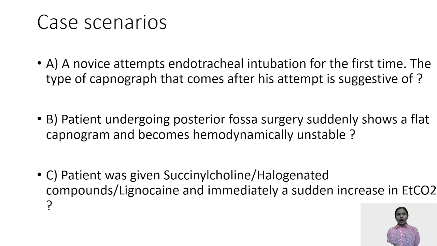Coming over to the case scenarios that have actually come in the previous years. One is, I've already discussed actually all of them. A novice attempts of endotracheal intubation for the very first time. Yeah, esophageal intubation. Posterior fossa surgery, suddenly a flat line. Massive venous air embolism can occur. Third is you have given scoline or halogenated compounds, and immediately there is sudden increase in EtCO2, which could be suggestive of malignant hyperthermias. So these were some of the graphs of the EtCO2 that actually comes.